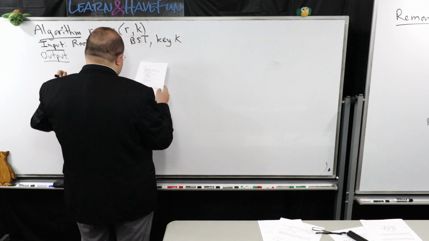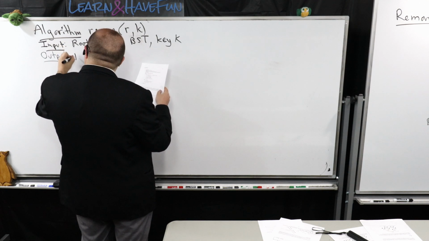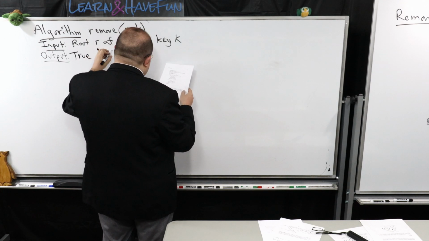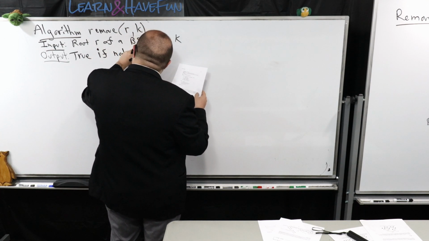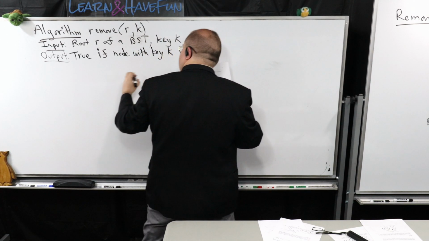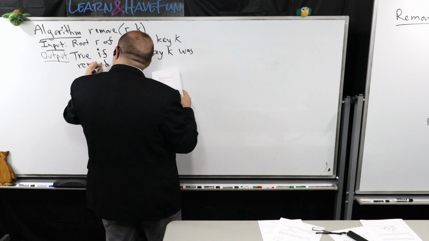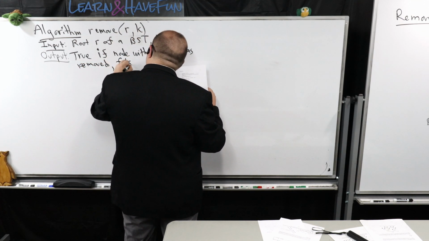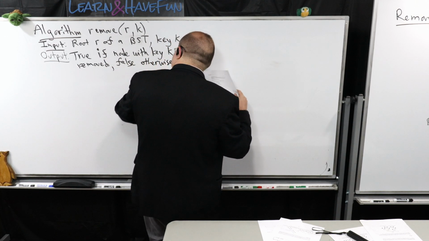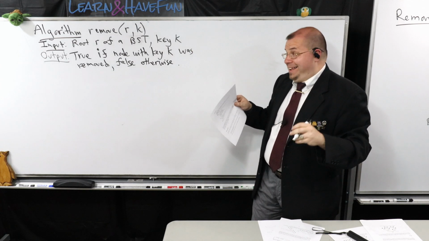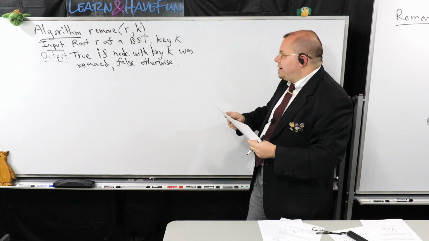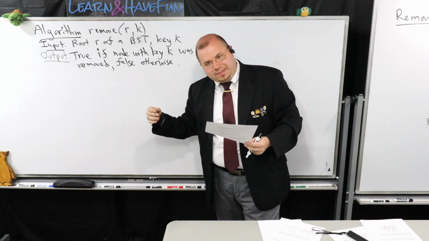We'll see how much of this I can write here. It's going to be, again, a Boolean function. It's true if the node with key K was removed, false otherwise. We'll see if we run out of space here. I might have to start writing it over there. We might get lucky. One thing I want to stress is you can easily modify this algorithm. If it gives you the false case, you could simply throw an exception.